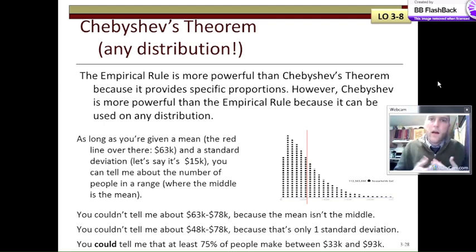You couldn't tell me about the proportion between 48 and 78,000 because that's one standard deviation. If you take 63 and add 15, you get 78. You take 63 and subtract 15, you get 48. So that would be the range between 48,000 and 78,000. Exactly one standard deviation, which means k is 1, and you can't do Chebyshev's theorem if k equals 1. K has to be greater than 1. But what you can do is the last one. You could tell me if you chose two standard deviations. The 75%, at least, is key in Chebyshev's theorem. At least 75% of people make between 33,000 and 93,000.